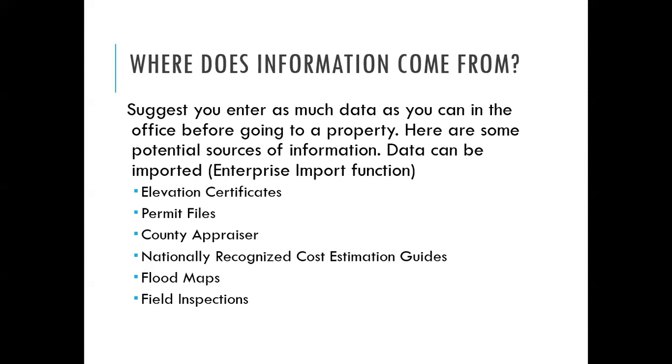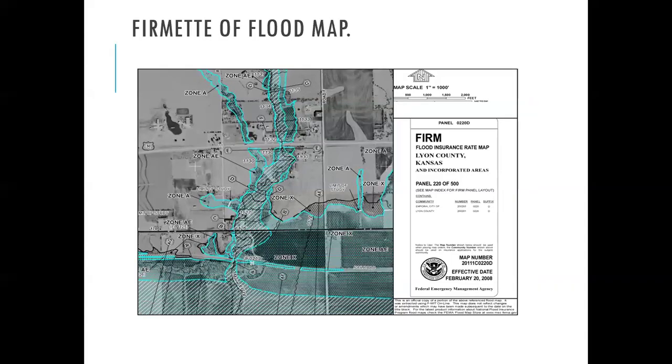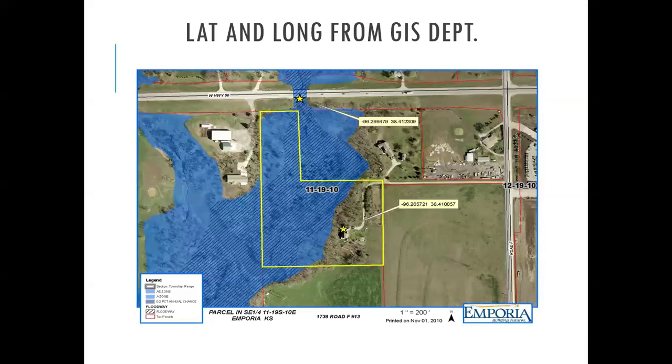Again, enter as much data as you can in the office before you're going to a property. So some potential information: you can pull data from elevation certificates, permit files, your county appraiser, those cost estimation guides to at least get your geographic adjustment. The flood maps, of course, for your NFIP information, and field inspections. So, again, take photos. You want to start with a little whiteboard with the address written on it, and make sure that you have at least one close up of that, and then maybe one farther out to make sure that you're identifying the correct property, and then taking photos of that damage. Right. So, and the FIRM is another of those data sources. Your GIS department, if you have one, can help with some of that property information with all the parcels and that kind of stuff.